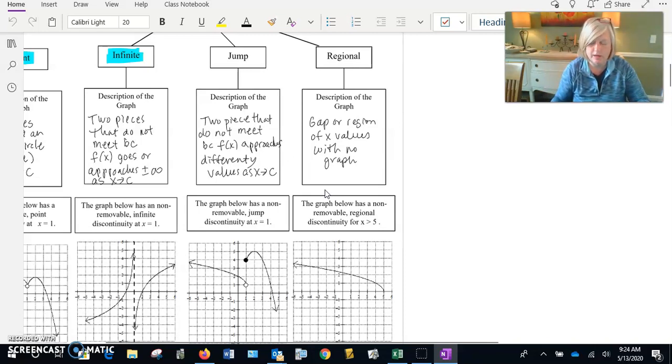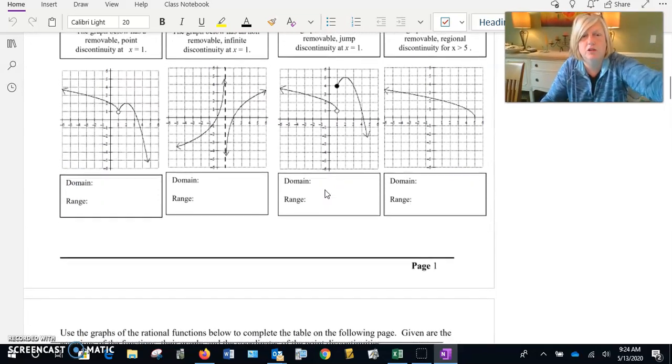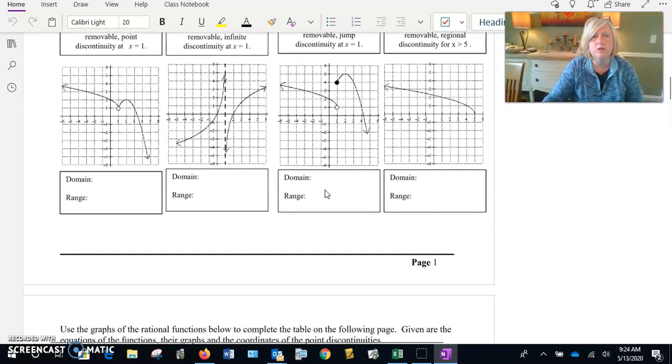Just for practice, will you go ahead and fill in your domain and range down here below these, just a little extra practice on that, and then we'll continue on with these notes.